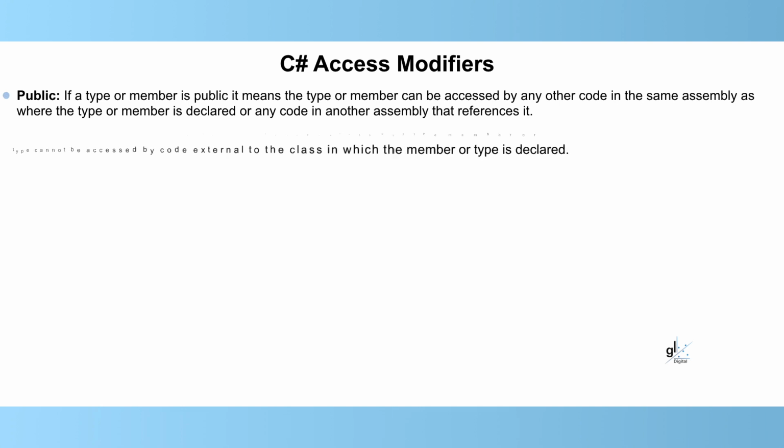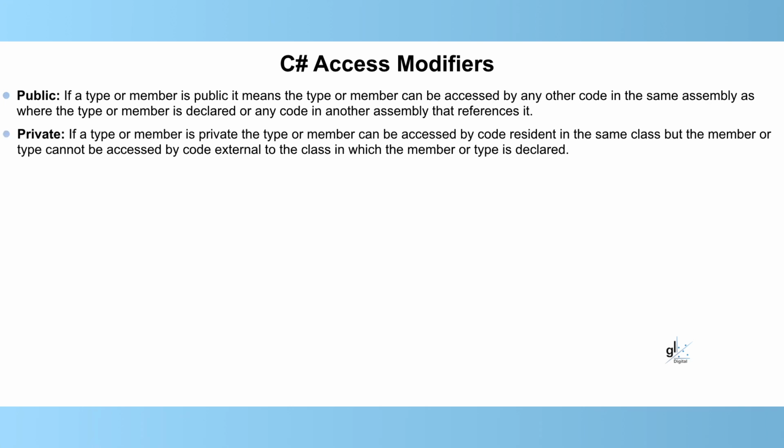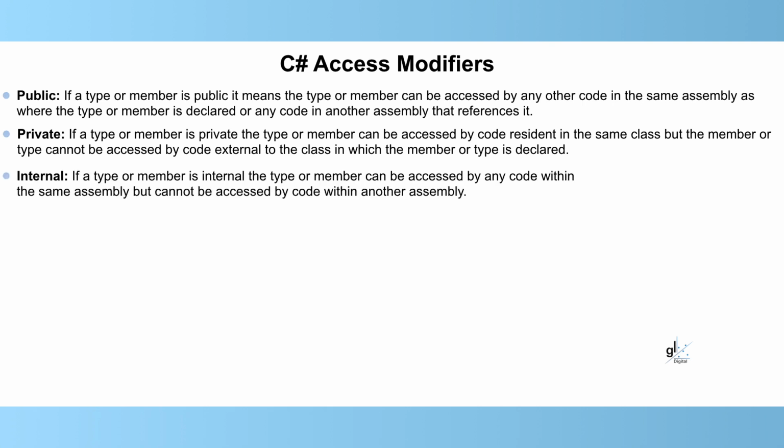Private. If a type or member is private, the type or member can be accessed by code resident in the same class, but the member or type cannot be accessed by code external to the class in which the member or type is declared.